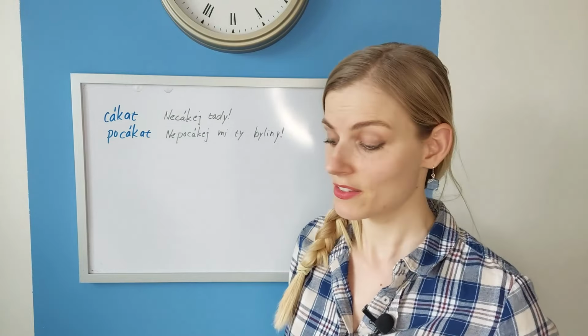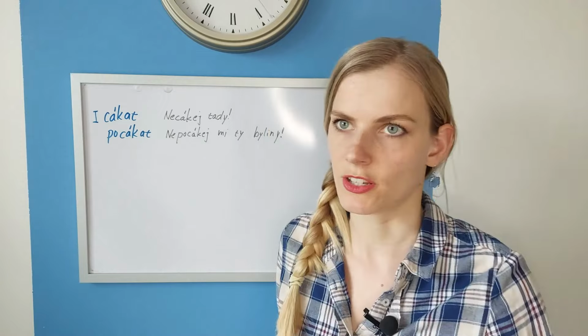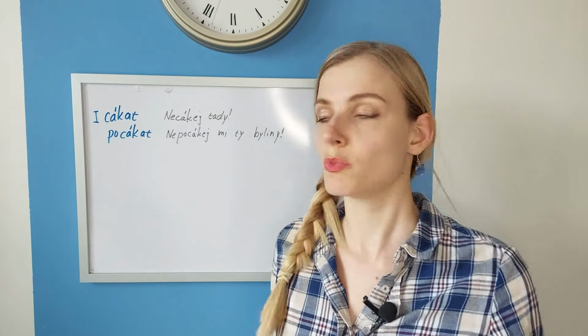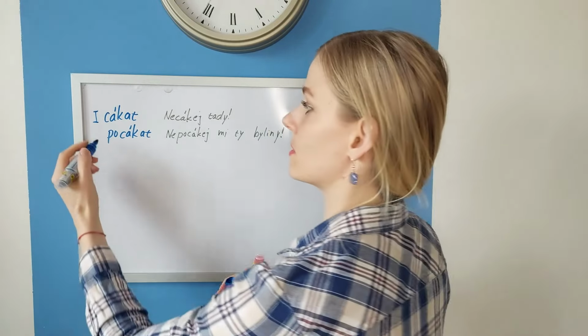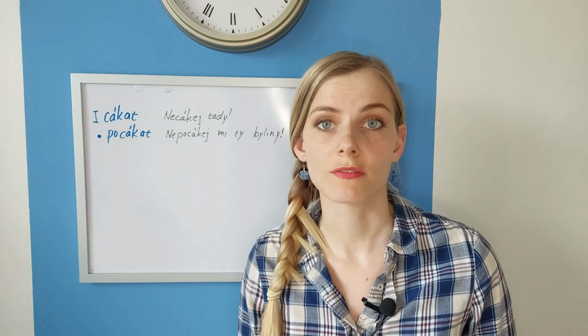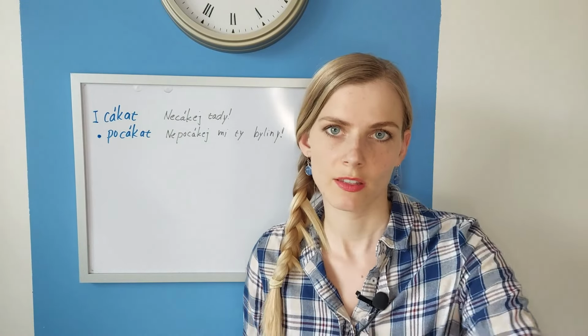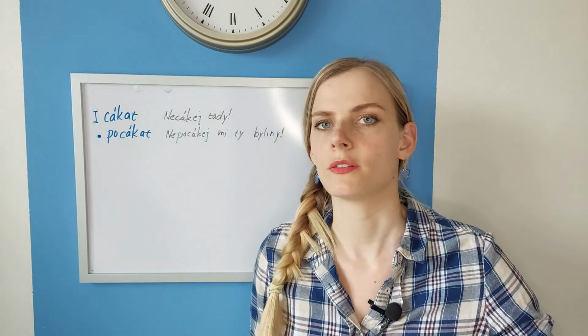Cákat means to splash. It's an imperfective verb. Cákám, I'm splashing, or I splash. Pocákat, to splash, to splatter, this is a perfective verb. Imagine this situation. There is a parent and a small child in the bathroom, and the child is bathing, just having fun and splashing around, but the parent is not very happy because the water is dripping everywhere and the bathroom is getting flooded. So they say, Necákej tady, don't splash here. That would be from cákat.